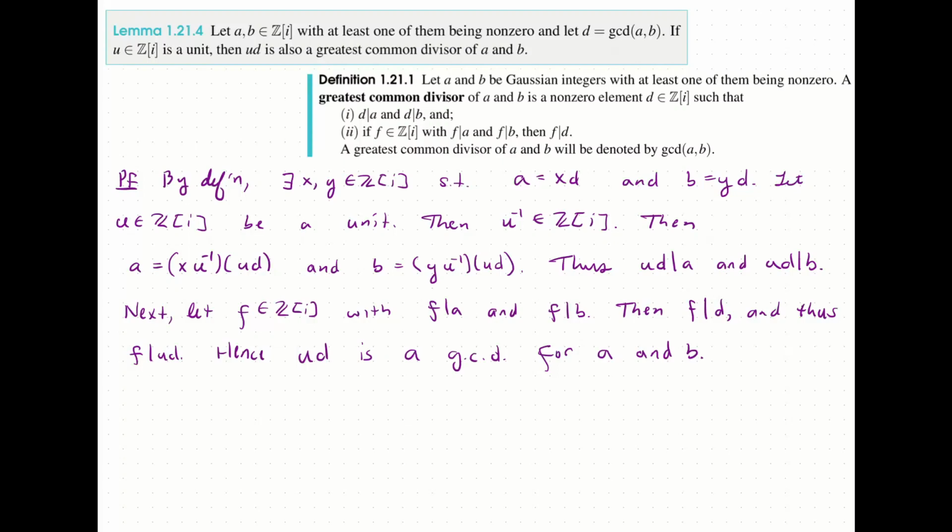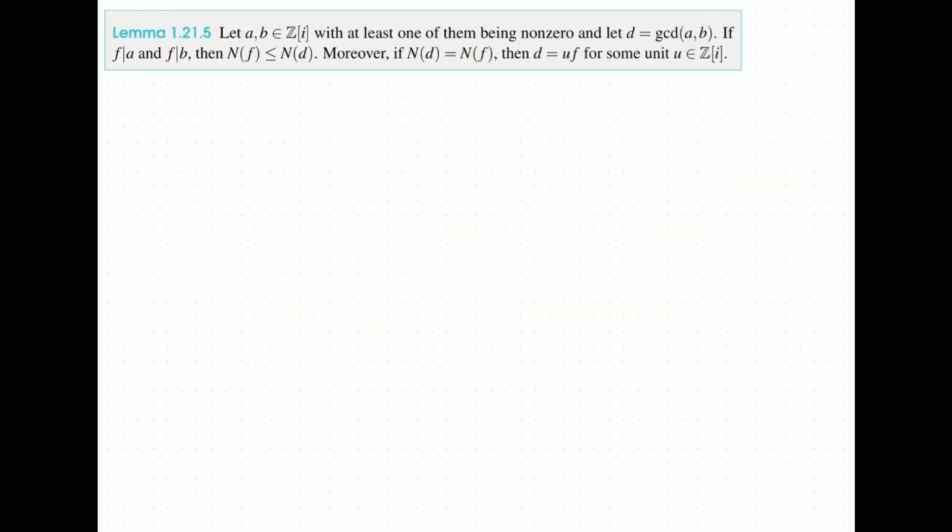But this leaves the door open. How many GCDs are there? Because now that we have found one, we can find others from it. And that's the context of the next question, which tells us how to establish uniqueness of greatest common divisors up to unit. So now let's go ahead and show the uniqueness of greatest common divisors up to unit.